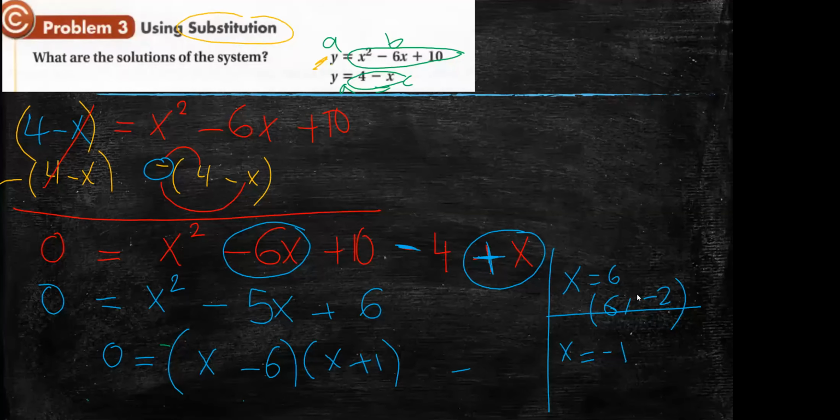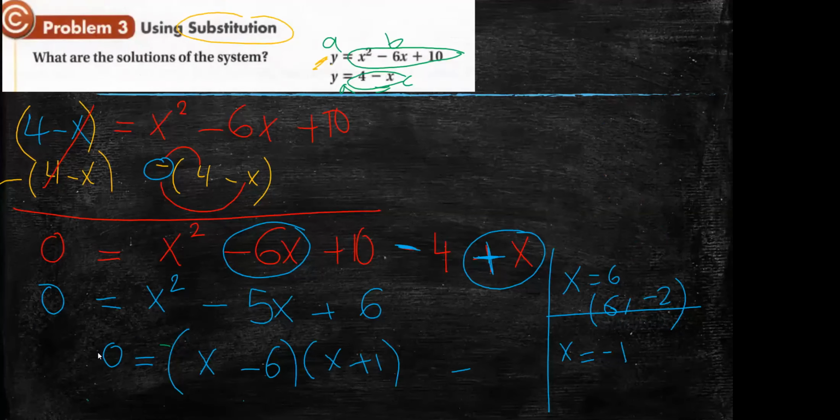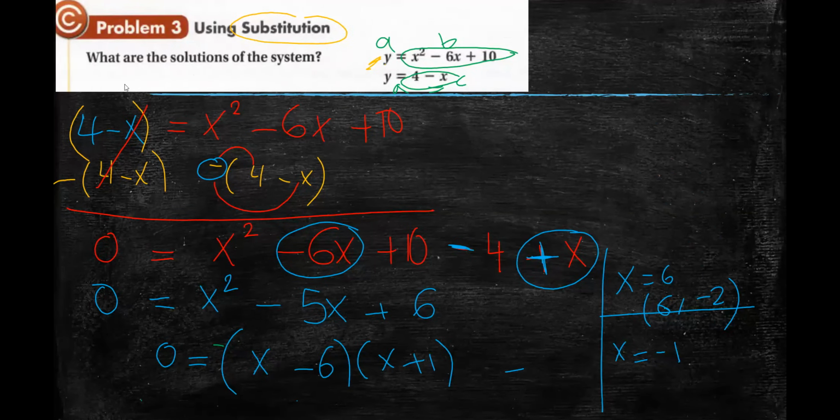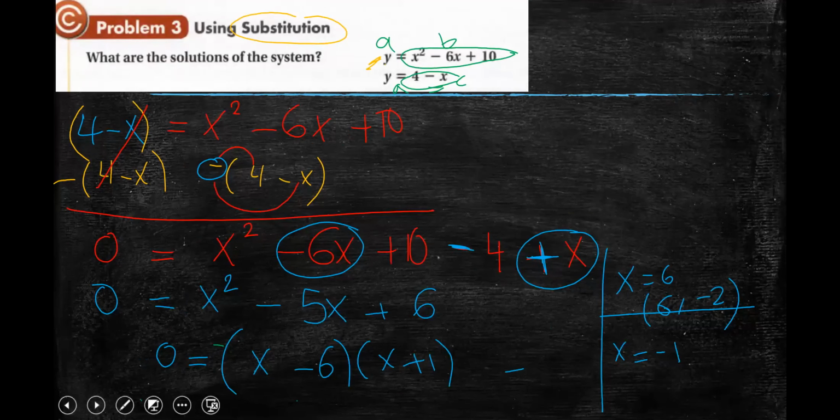So here we have x is 6 and x is -1. At point 6, I have to substitute in the equation. As an example, let's say we have y equal 4 minus x. So 4 minus 6 is -2. So we have x = 6, y = -2.